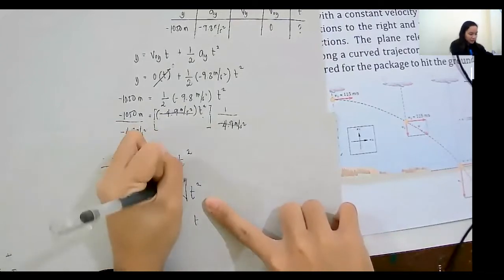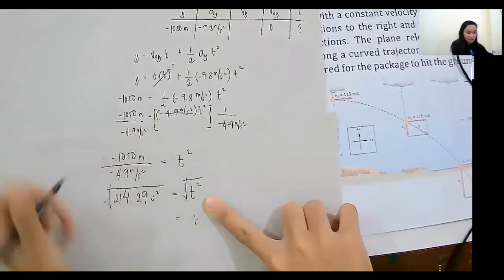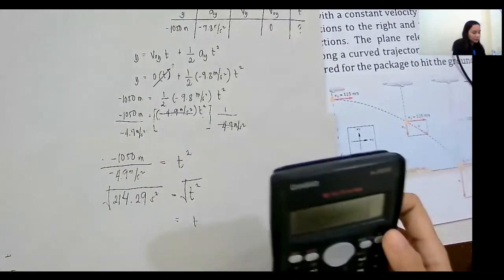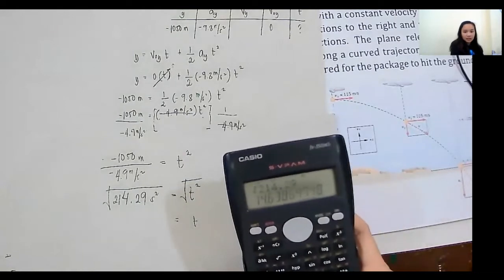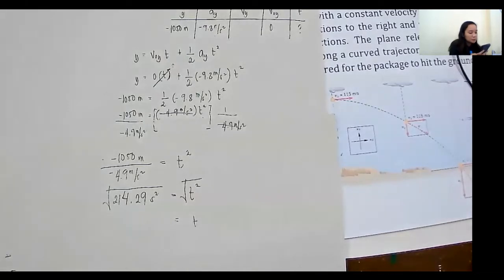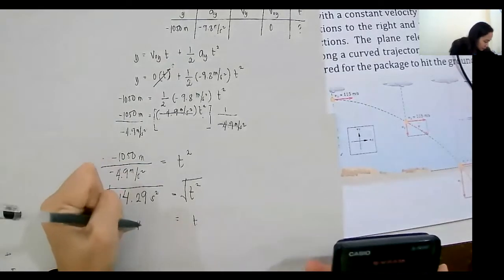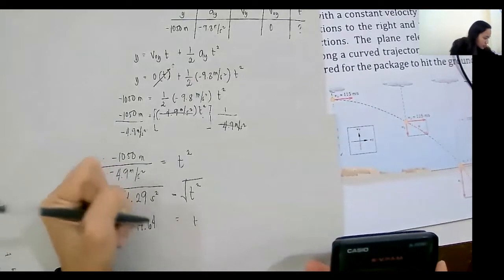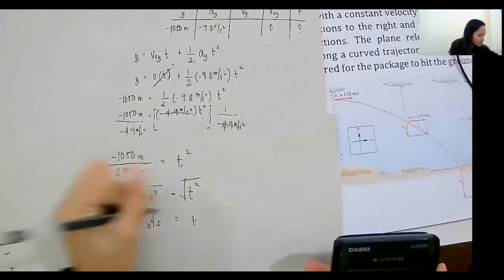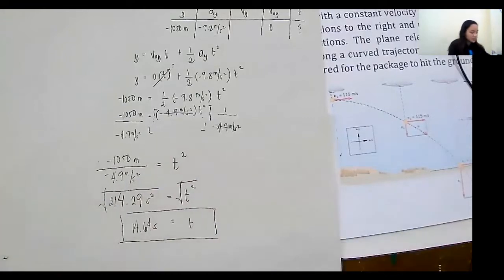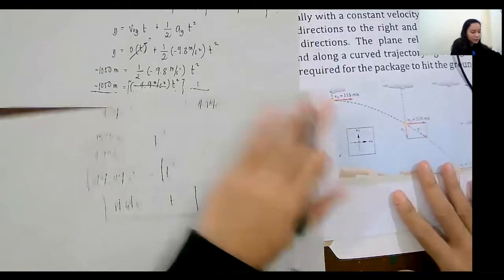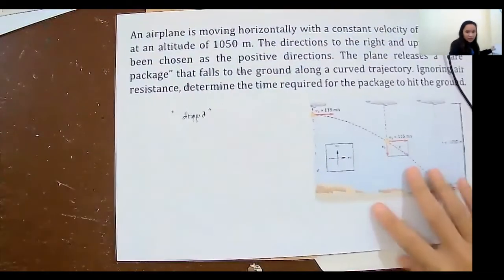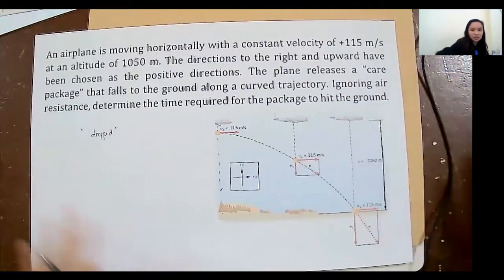So what will happen? You square root both sides. Okay? So square root of 214.29, you will get 14.64. So your unit now is seconds. So this is now the time, okay, the time required for the package to hit the ground. Okay. So that's for example number two.